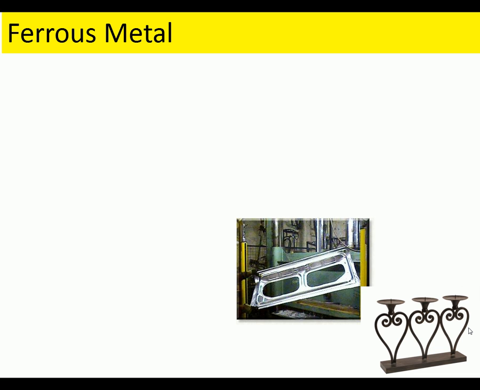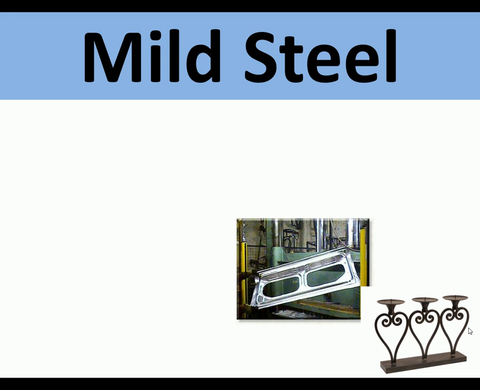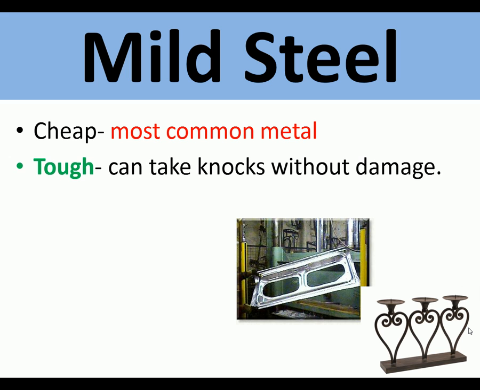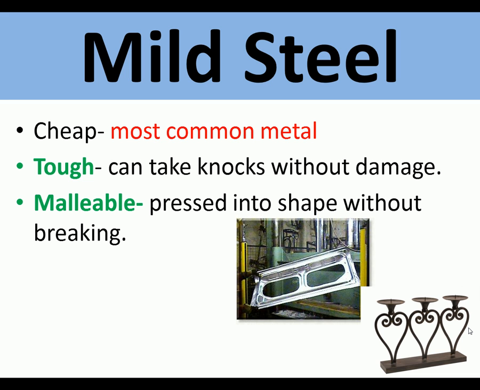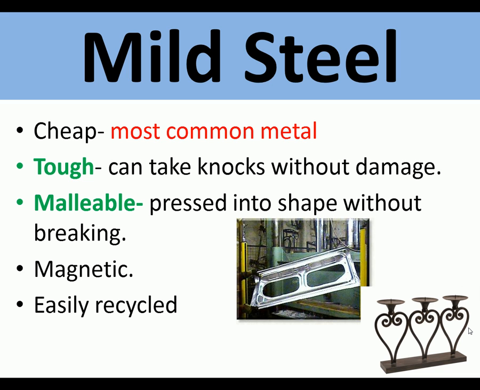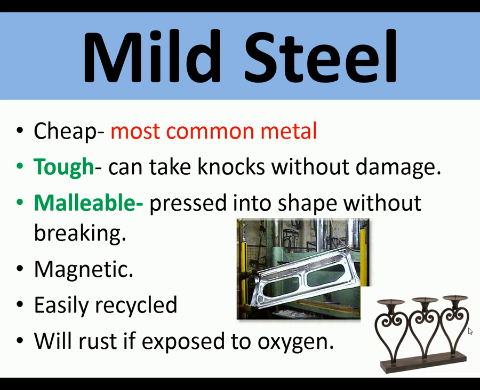So we're going to look at some metals now. Firstly, we're going to start off with this ferrous metal, mild steel. It's cheap. It's the most common metal used in manufacturing products. It's tough. It can take knocks without damage. It is malleable. That means it can be cold pressed into shape without breaking, making panels, for example car panels. It is magnetic and it is easily and widely recycled, but it will rust if exposed to oxygen or to the atmosphere.